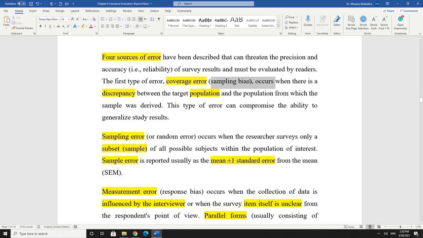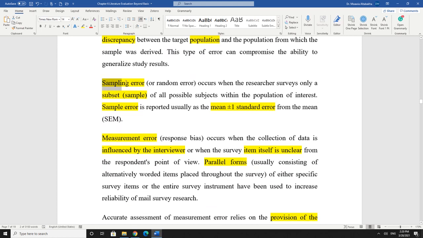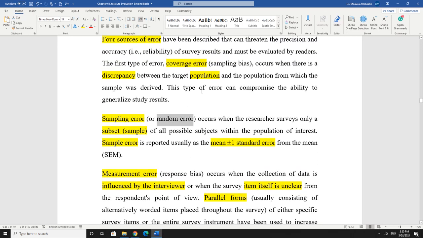Sampling bias. Okay? Now, sampling error is also referred to as random error. We need to pay attention. Sampling error, this is the second type of error, is also referred to as random error. And let me tell you what it means.